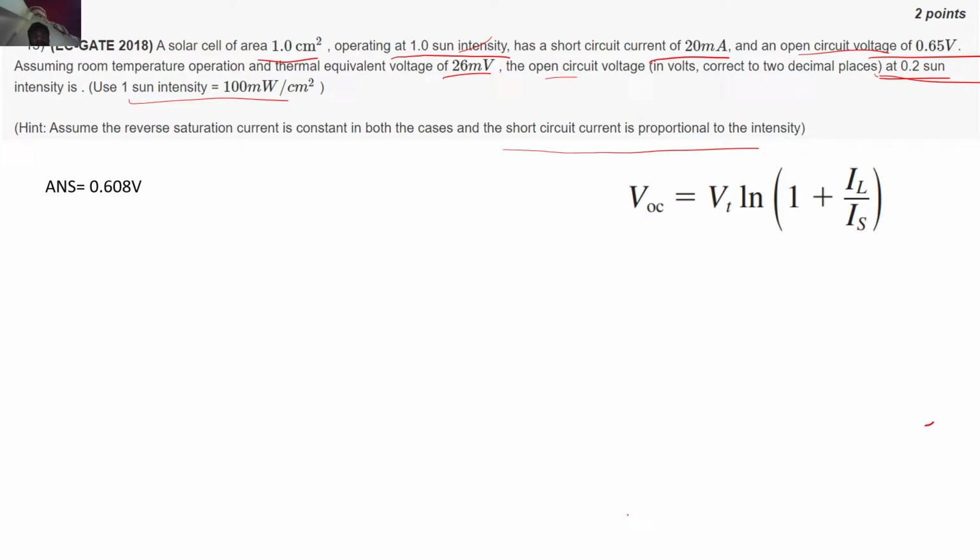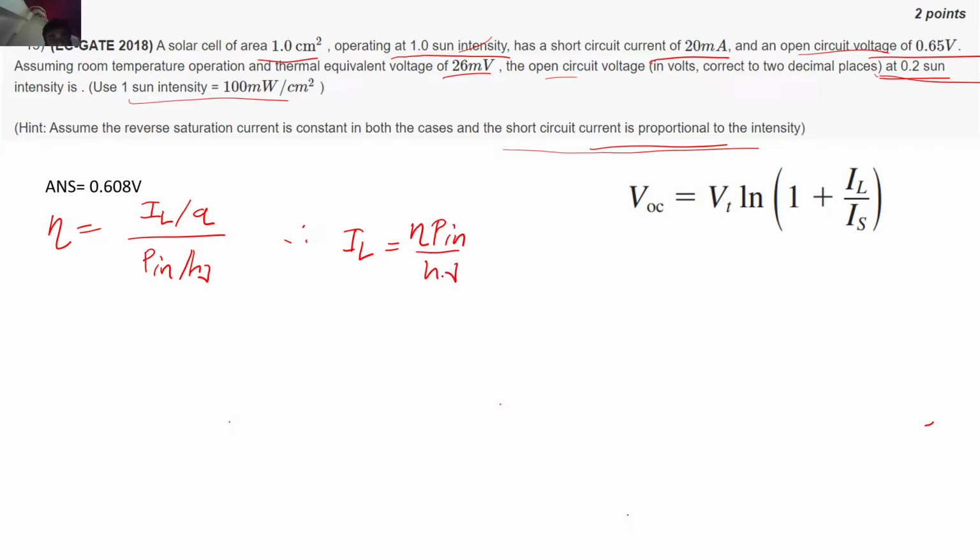So first let's check the validity of this hint. We know from the formula of quantum efficiency that it is IL by Q upon P in by H mu. So IL, I can write as eta times P in by H mu into Q. This is the power density that they have given, 1 sun intensity, 0.2 sun intensity. As you can see, my IL is directly proportional to the P in. So whatever hint they have given, that the short circuit current is proportional to the intensity, this validation is correct. We have validated that this assumption is correct.